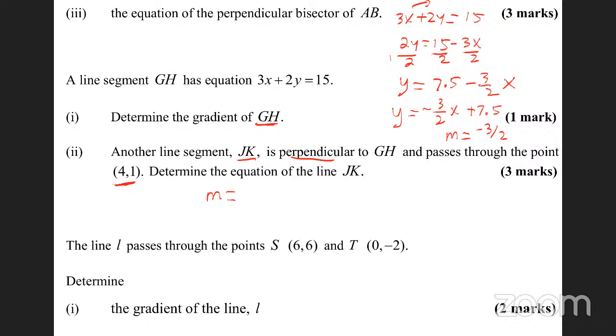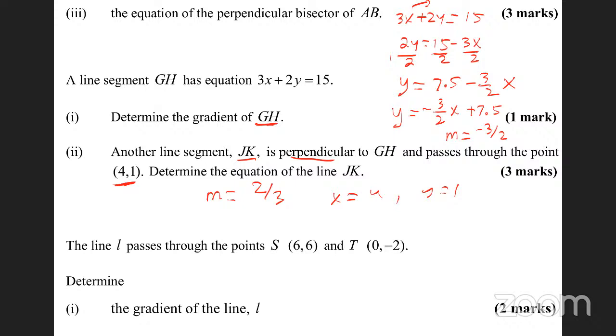Flip it over and change the sign. Good. So it will be positive 2/3. X is 4, Y is 1. If you're hungry, go and get something, Tishon. Right? X is 4, Y is 1.